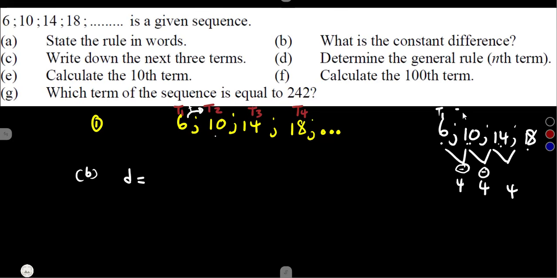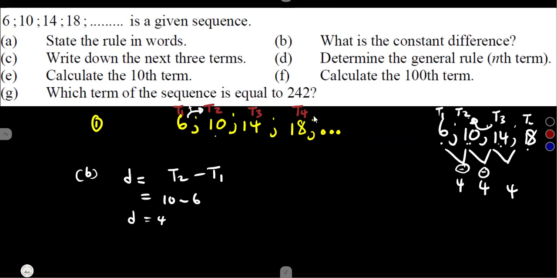This will be term 1, term 2. So term 2 minus term 1, which is 10 minus 6, which is 4. Same way, you can use term 3 minus term 2, or term 4 minus term 3. Just like that, you have your difference. So that was our constant difference.